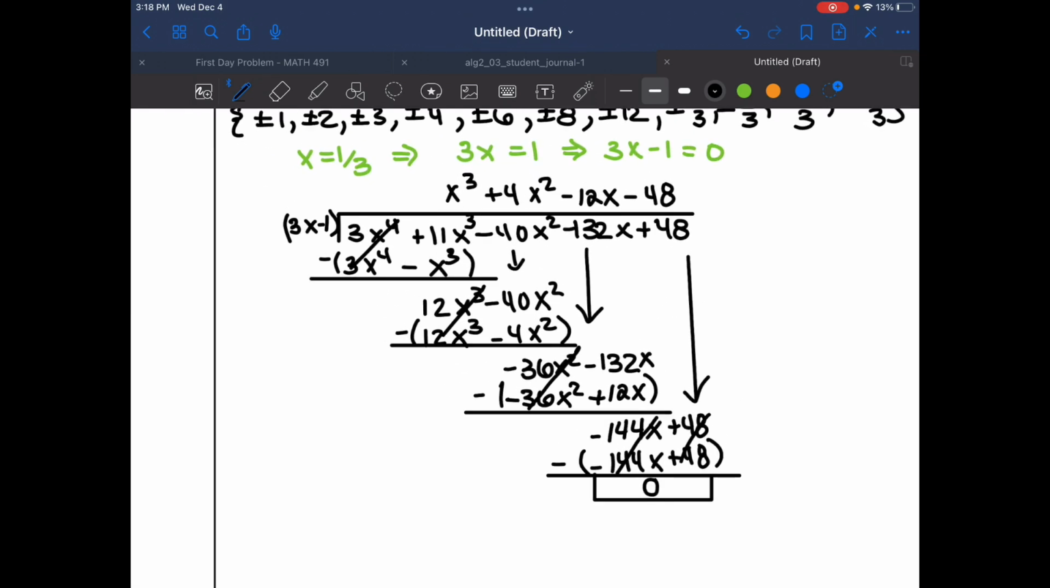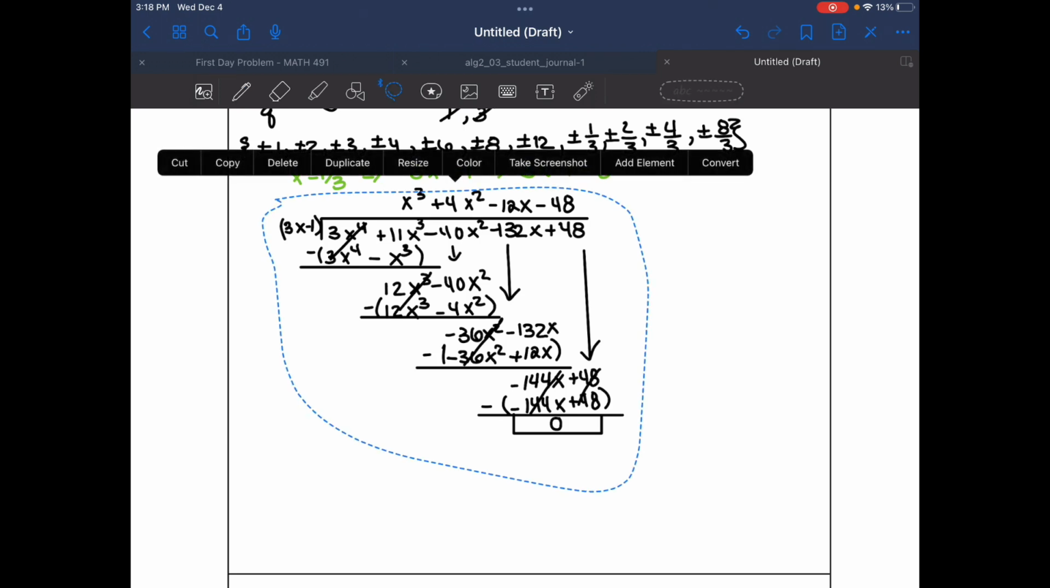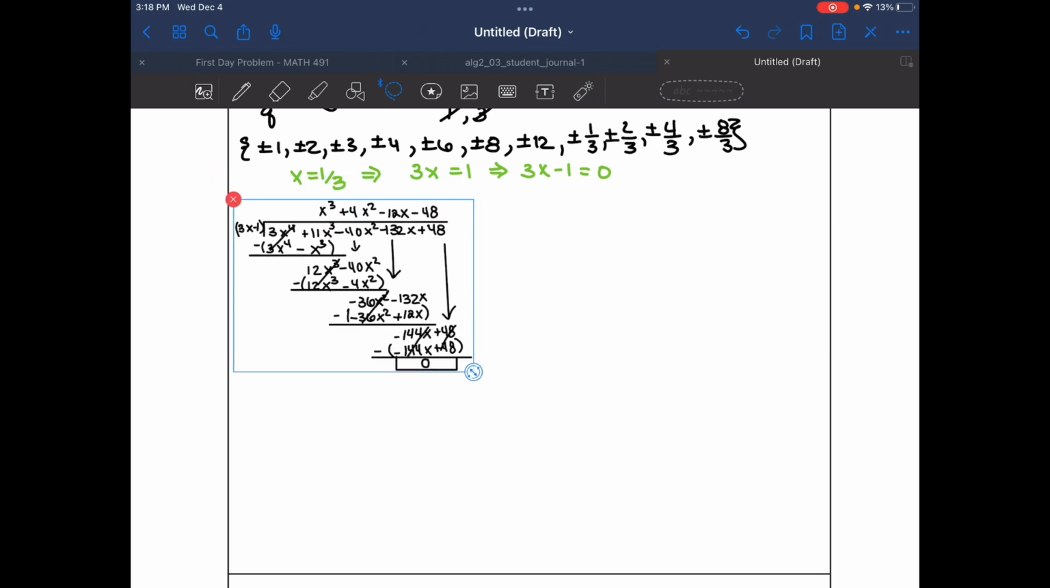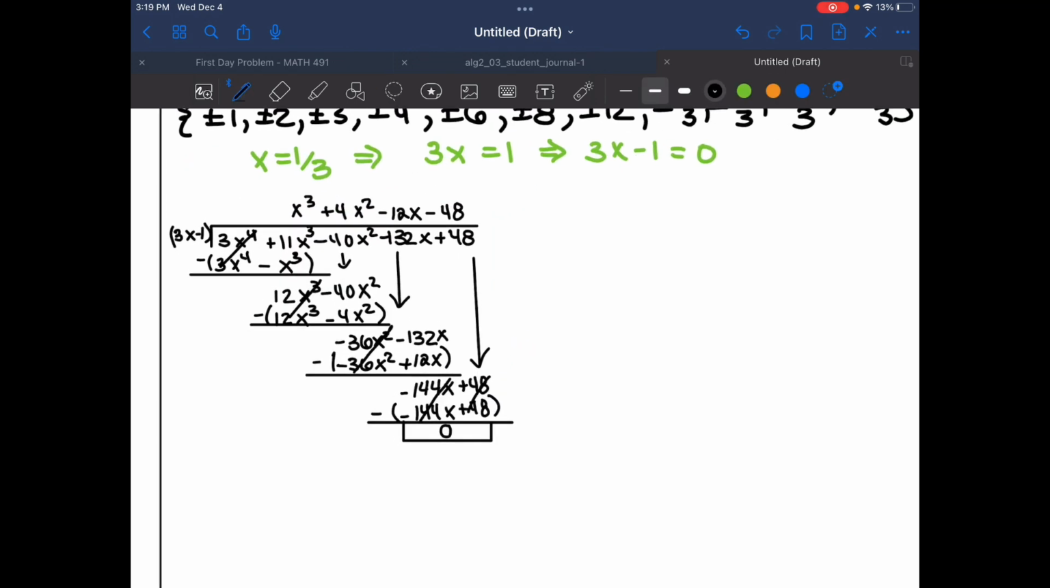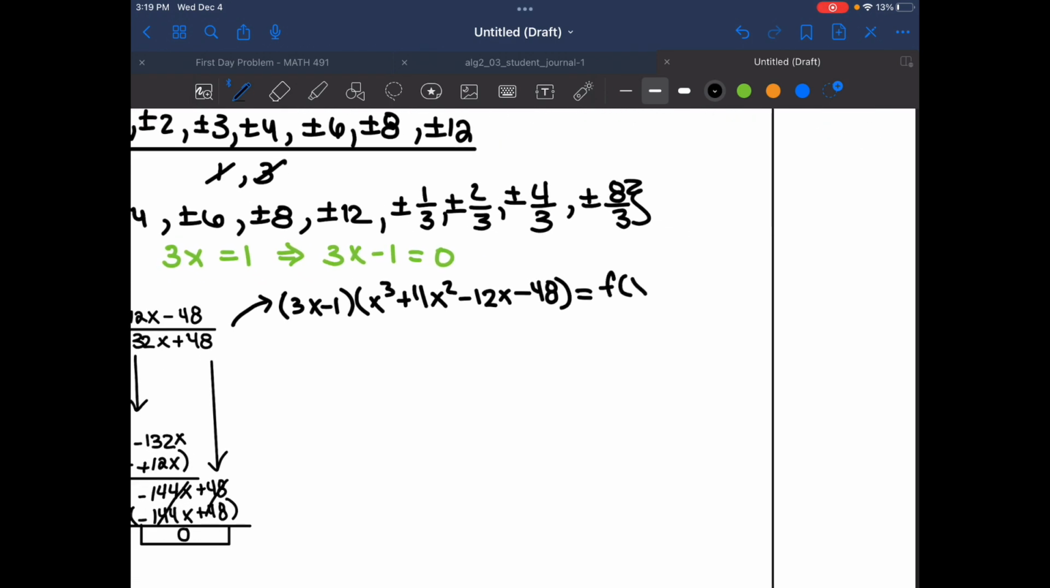All right, so this is a root here, which is very nice, okay? I'm going to go ahead and simplify these. So I'm going to resize, make it just a little smaller and put this over here, okay? And then this is going to say, okay, well that means that 3x minus 1 times x to the 3rd plus 4x squared minus 12x minus 48 is equal to f of x. So that's my original function, okay?